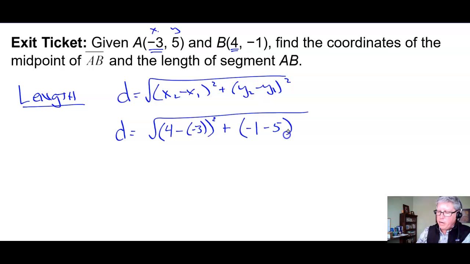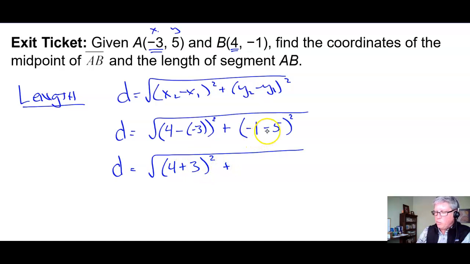Order doesn't really matter, believe it or not, because you're either going to get a positive or negative, but when you square anything, you get a positive. So it's kind of cool. Let's just do this one at a time. A minus is a plus. Negative 1 minus 5, since they're both negative, you just kind of combine them. So you're down $1, you go down $5 more, you're down $6.